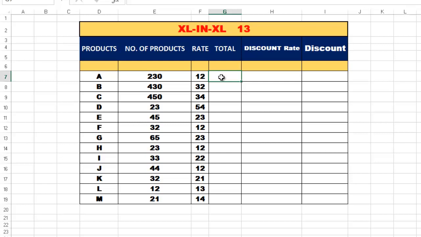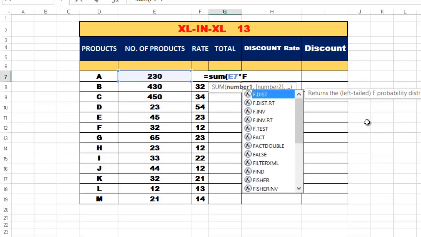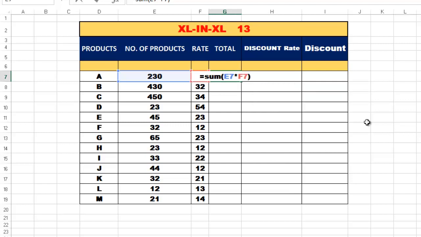So I type the formula: is equal to sum into bracket, the cell containing 230, that is E7, multiplied by, that is star, the cell containing rate, that is F7, close the parenthesis and enter, and therefore 2760 is the total cost for the 230 products of product A.